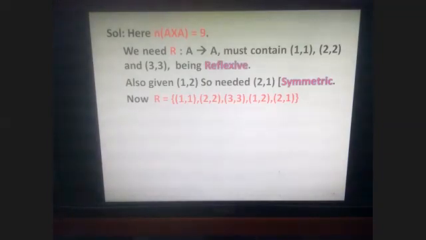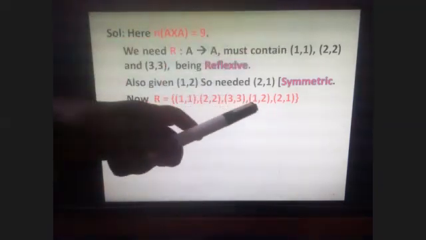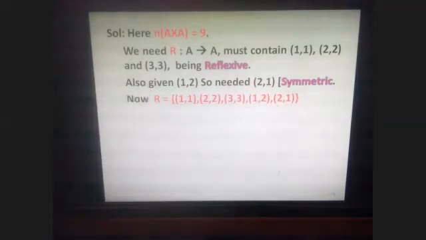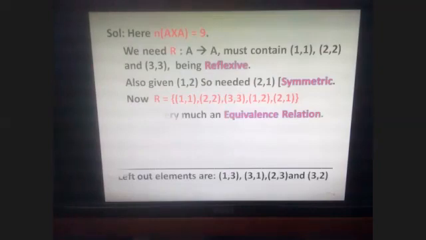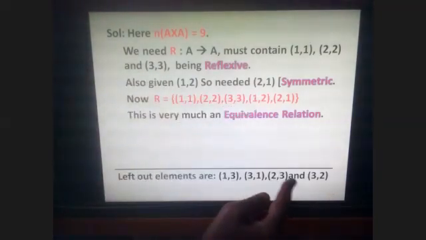So this is one among the candidates. We want equivalence relations which contain (1, 2). (1, 2) is there, (2, 1) is there, and it is transitive also. So this is one. We are asked how many are there. This is very much an equivalence relation, no doubt. How many are left out? There are 9 elements and 5 are listed. Left out are (1, 3), (3, 1), (2, 3), (3, 2).